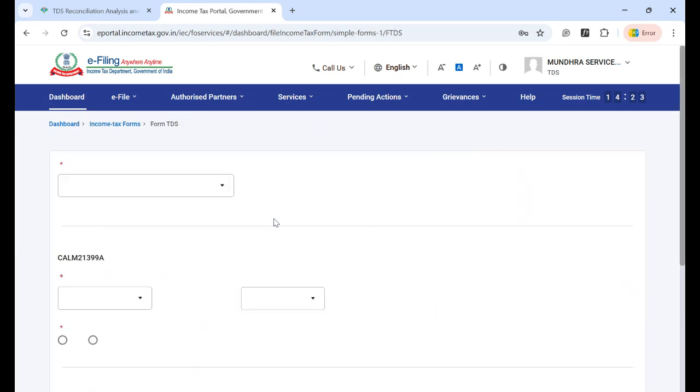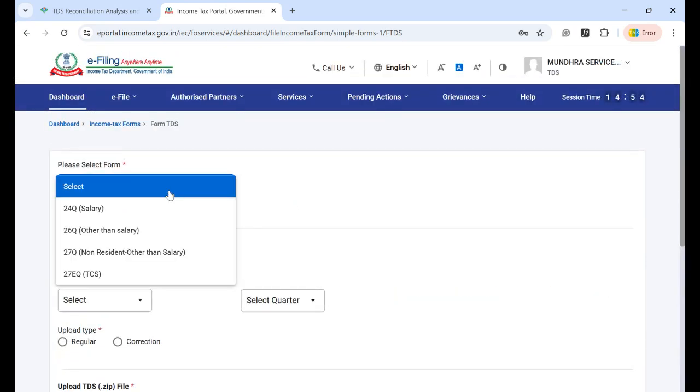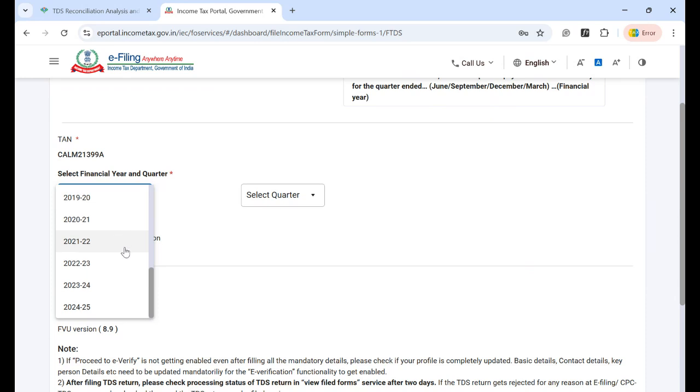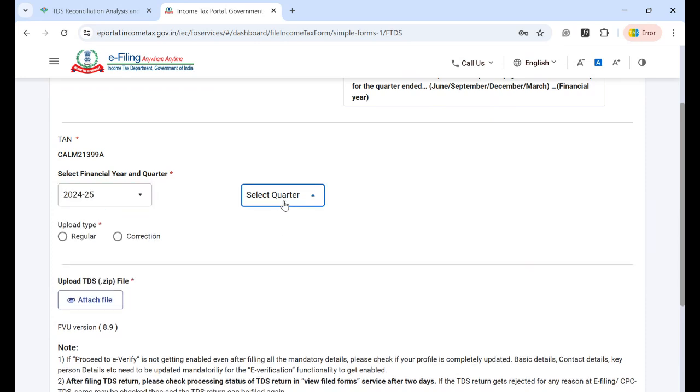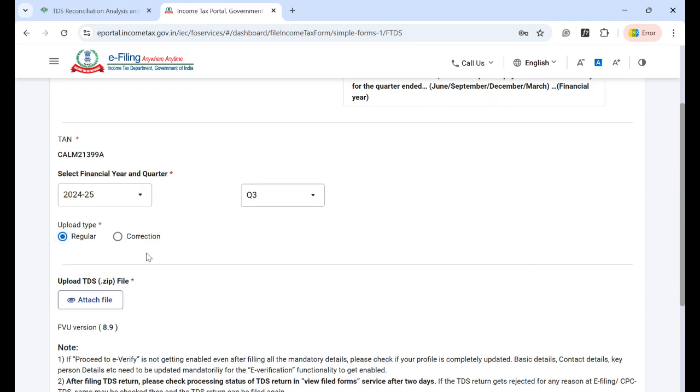Let's get started. A small form would be there. Select the form. Which type of form am I supposed to furnish right now? We are supposed to file form number 26Q, hence we will use this form number 26Q. This is my TAN number. Financial year for which I am supposed to file this return: say it is financial year 24-25. Quarter: it may be first, second, third, depending on the period for which we are filing this return. Say I'm using quarter 3. Is it regular or correction? This is the first time I'm filing my TDS return 26Q for this particular quarter, so I will use regular. If it is a revised return, a rectified return, then we will use correction.